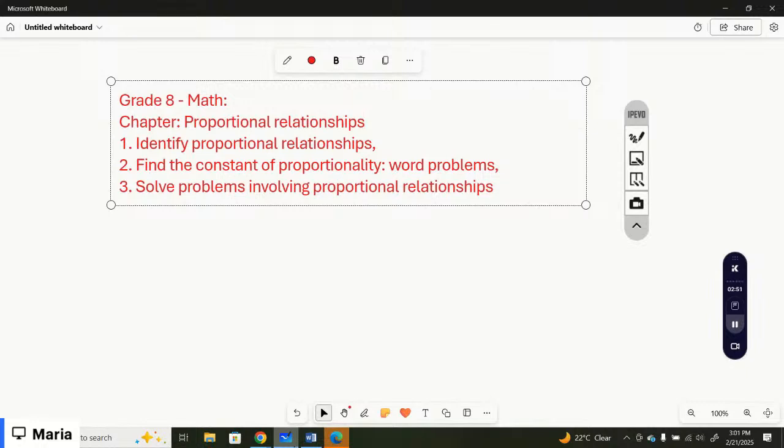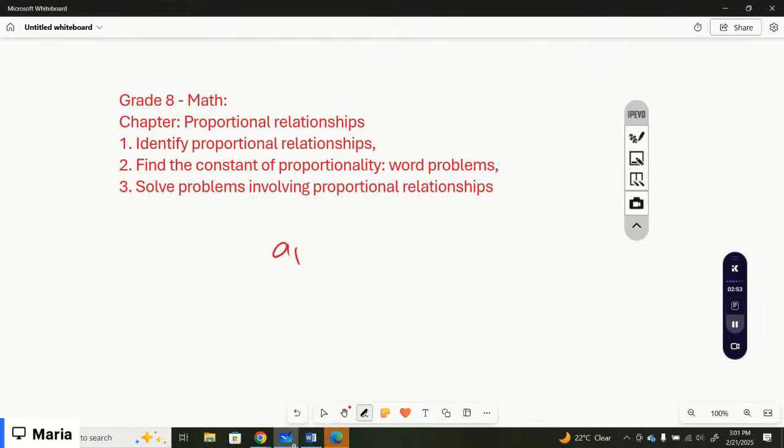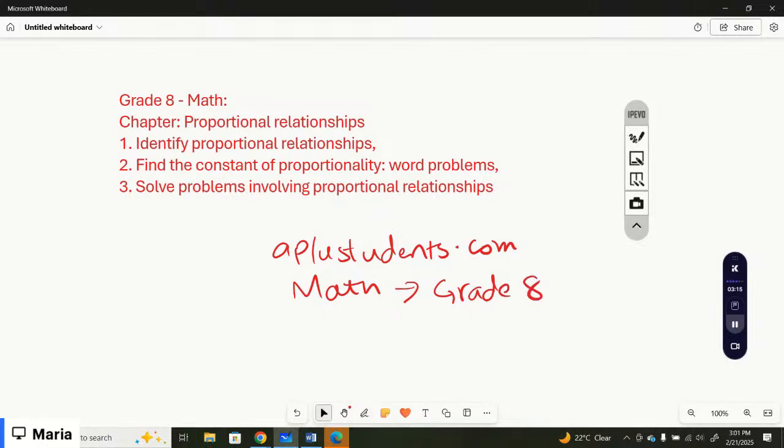You can find all the lessons on aplusstudent.com. You have to log in there using your email address and password as provided by the administrator. Then you have to select math from the subject tab. Scroll down to grade 8 math and then click on view all lessons. There you can find a list of the chapters.